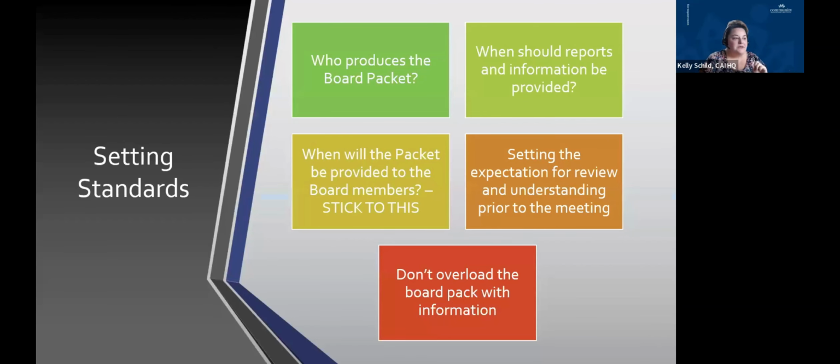Okay. So again, setting the standards, we've talked a little bit about this. This is going to vary, again, based on your chapter, based on your structure, but really knowing who is the person that's putting this together. When should all of the information be provided to that person and how? Is it through email? Is it through a Dropbox link? Is it through a document upload that you have connected to any of your technology pieces?